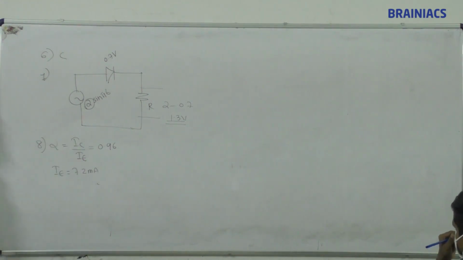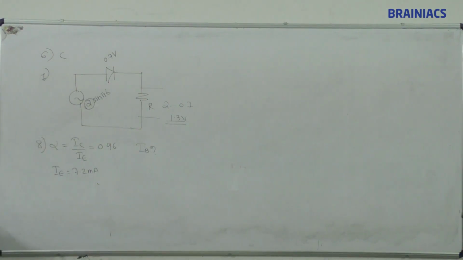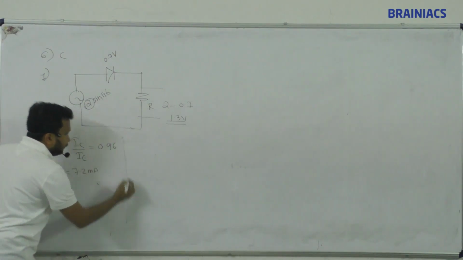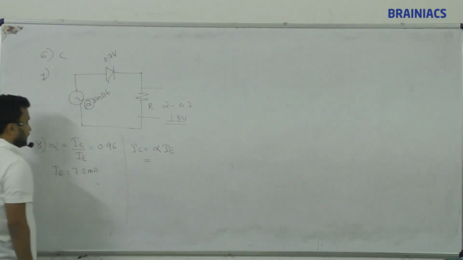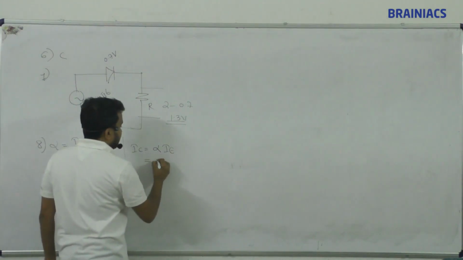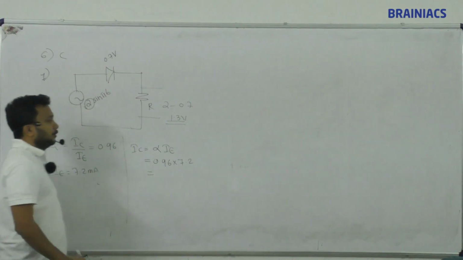From this, what can I find out? IC I can find. Once I get IC, how should I find IB? Substitute IE equals IC plus IB. Or you can use beta equals alpha by 1 minus alpha. The easy method: from this we can find the value of IC. So we write IC equals alpha into IE. Alpha is 0.96 into 7.2 milliampere. So IC we will get in milliampere. What is the value of IC?